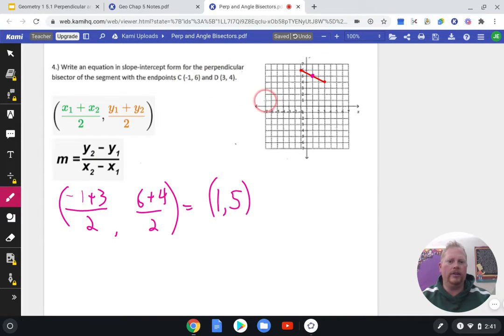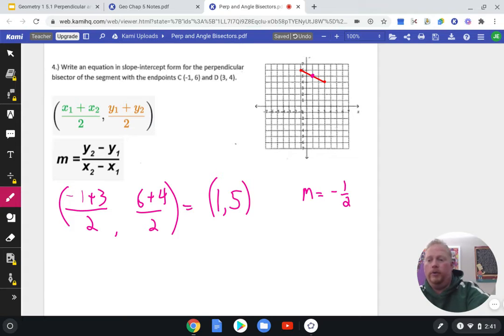Or I could just take a look at the graph. Going from one point to another, it looks like I go down 1 and forward 2. So my slope is -1/2. But that's the slope of my current line. A line perpendicular to that is going to have a different slope. The slope is going to be the opposite reciprocal.